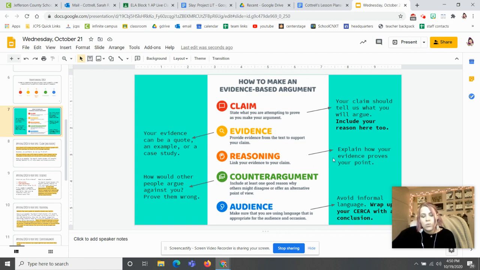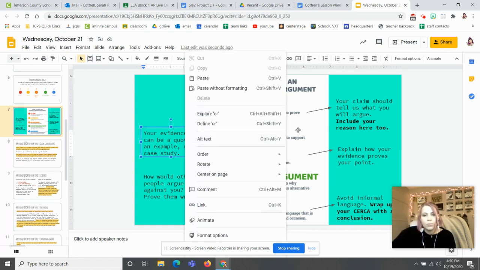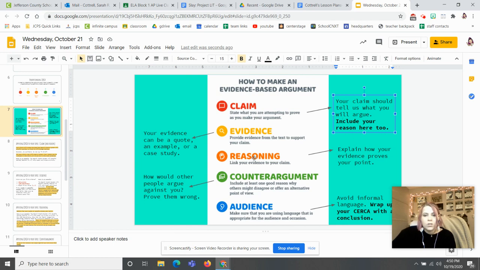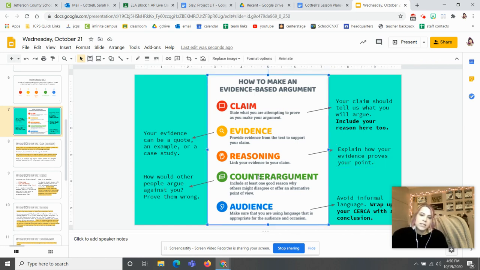Reasoning is you explain how your quote proves your claim. So this one is going to be a little bit harder to remember. So reasoning, explain how your evidence proves your point. And then counterargument is include at least one good reason why others might disagree or offer an alternative point of view. So I want you to think, how would people argue against you? And then you have to prove them wrong.